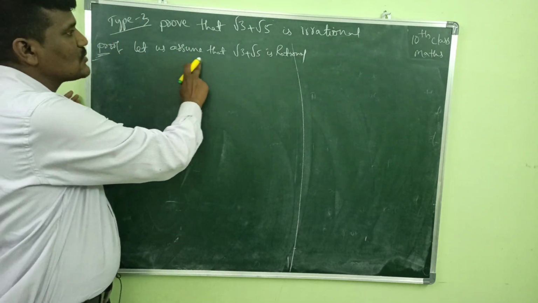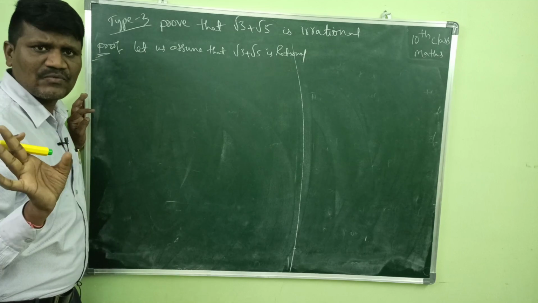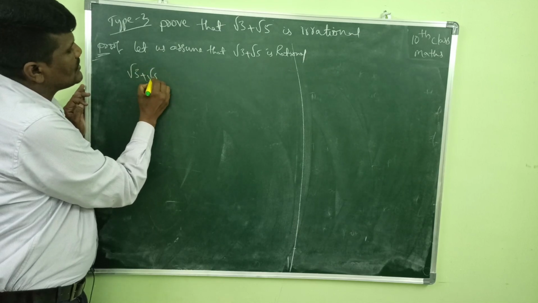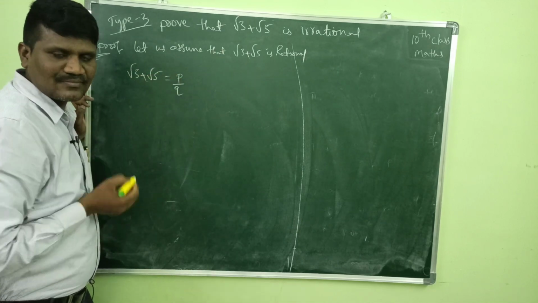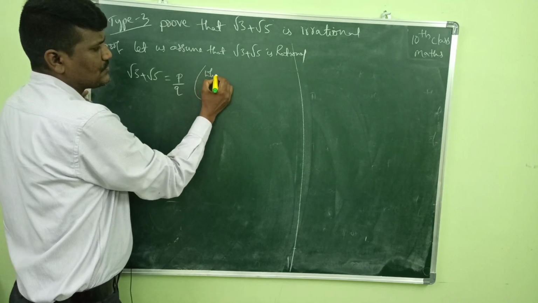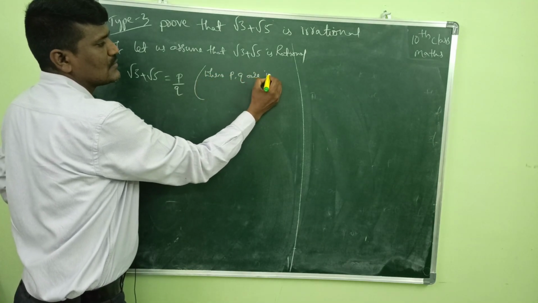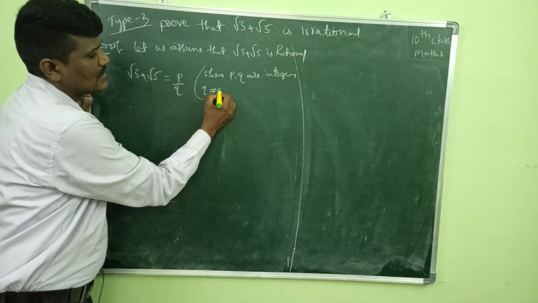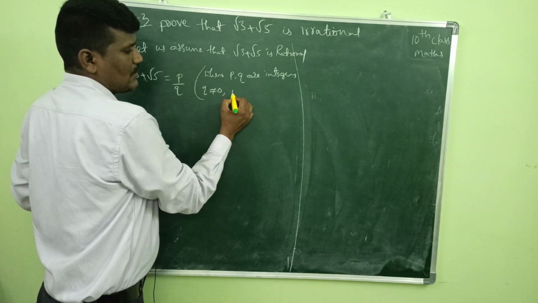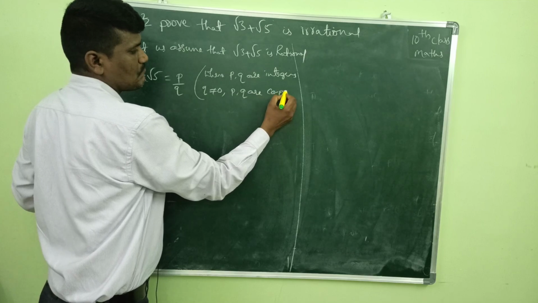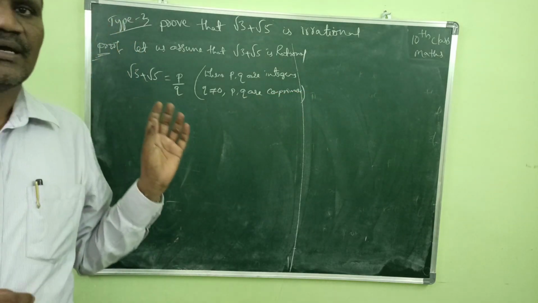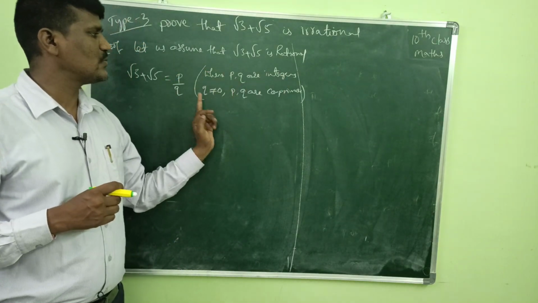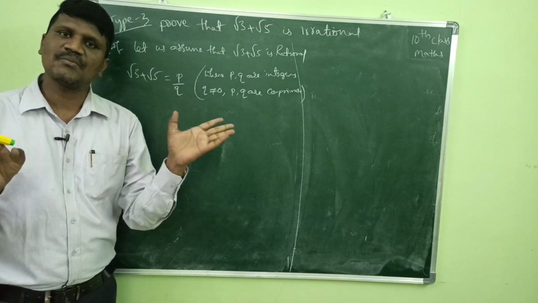Okay, so first let us assume root 3 plus root 5 is rational. This is common for everything. After that, we assume that root 3 plus root 5 is equal to the rational number p by q, where p, q are integers, q is not 0, and p, q are co-primes. This is common to everyone. So root 3 plus root 5 is equal to p by q, where p, q are integers, q not 0, p, q are co-primes.